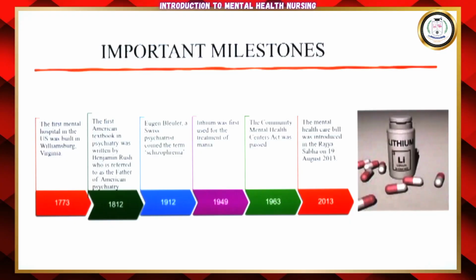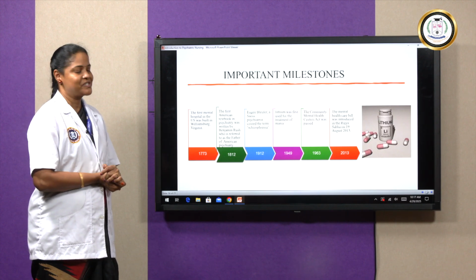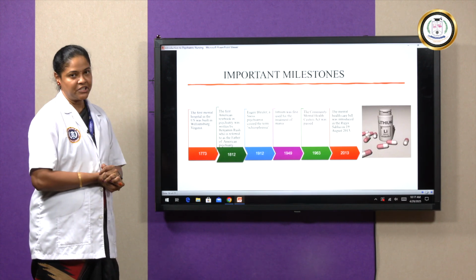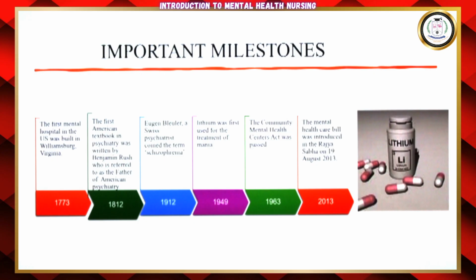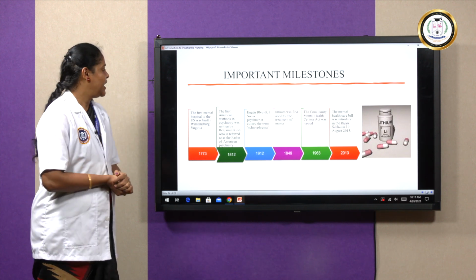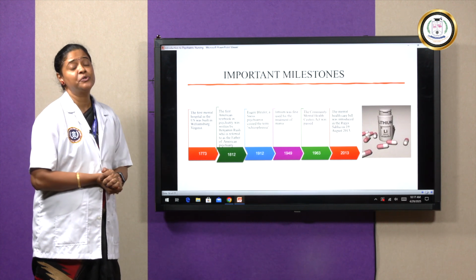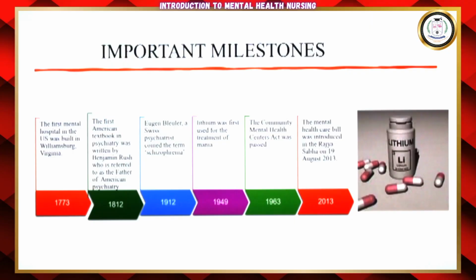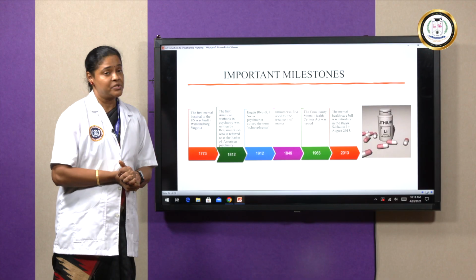Next, I move on to the important milestones in mental health services. In 1773, the first mental hospital in the US was built in Williamsburg, Virginia. In 1812, the first American textbook, Psychiatry, was written by Benjamin Rush, who is referred to as the father of American psychiatry. In 1912, Eugen Bleuler, a Swiss psychiatrist, coined the term schizophrenia, that is, split mind. In 1949, lithium was first used for the treatment of mania. In 2013, the Mental Health Care Bill was introduced in the Rajya Sabha.